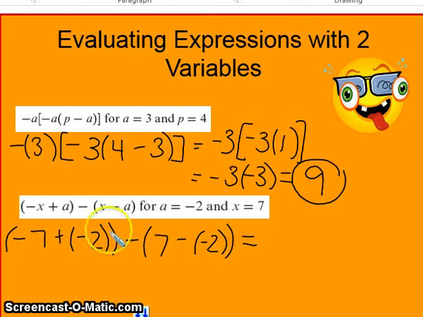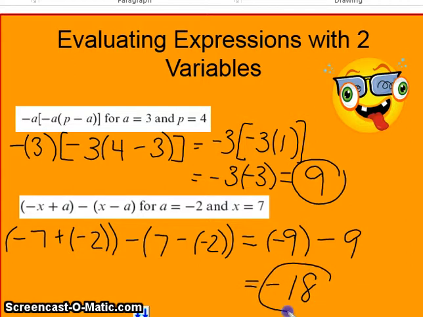So I work inside parentheses first. I've got negative 7 plus negative 2. Now I know these are both negative, so the answer I get will be negative, and 7 plus 2 is 9. Then I've got minus. Now here I have 7 minus negative 2, and I know that subtracting a negative is the same thing as adding. So it's really 7 plus 2, which is positive 9. Finally, I subtract: negative 9 minus 9 gives me a negative 18. So the solution for this expression is negative 18.